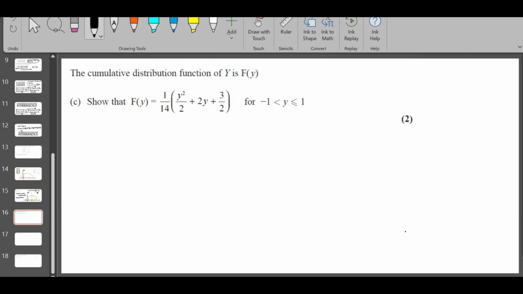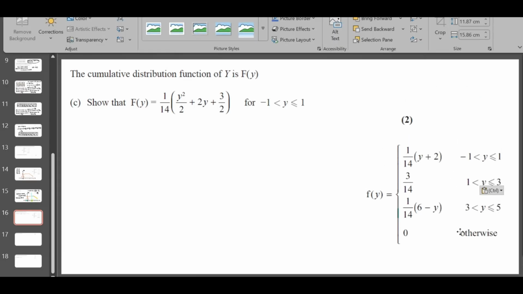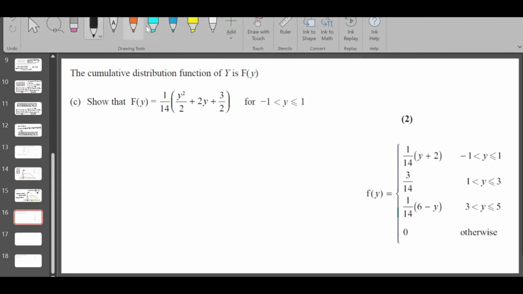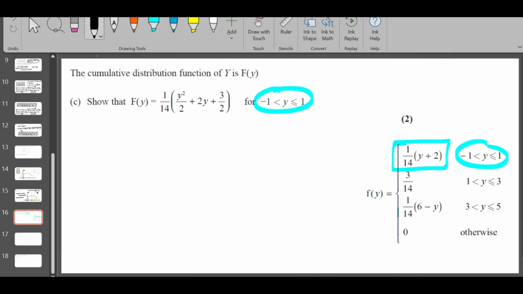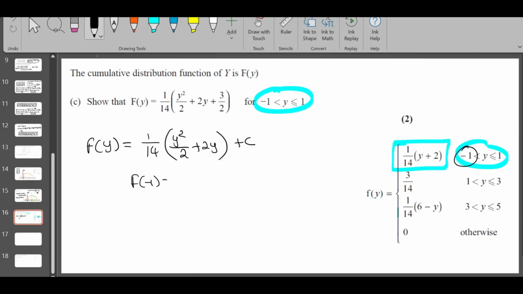Part C, the cumulative distribution function for this particular interval is this. So I'm going to put the f of x here, f of y. So for this interval, we need to integrate this function. So f of y is just a 2-mark question, so you can straight away integrate it. 1 over 14 y square by 2 plus 2y plus c. Since -1 is a lower limit, sub in this condition, f of -1 is 0. So 0 is 1 over 14, y square is 1 over 2 minus 2y plus 2y, 2 times -1 plus c. So you will get the value of c.